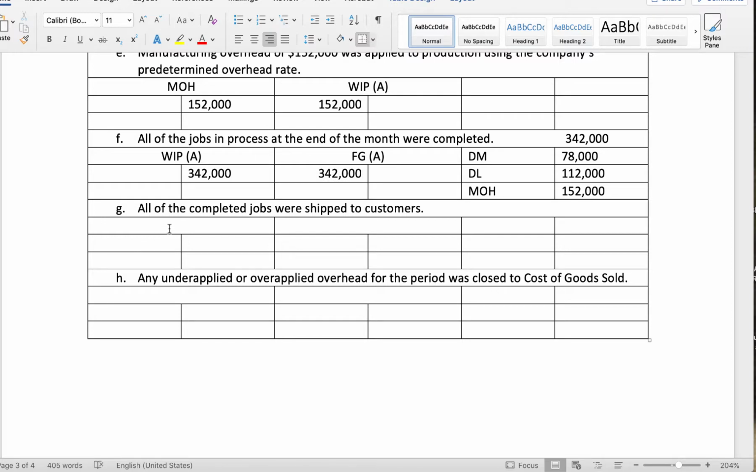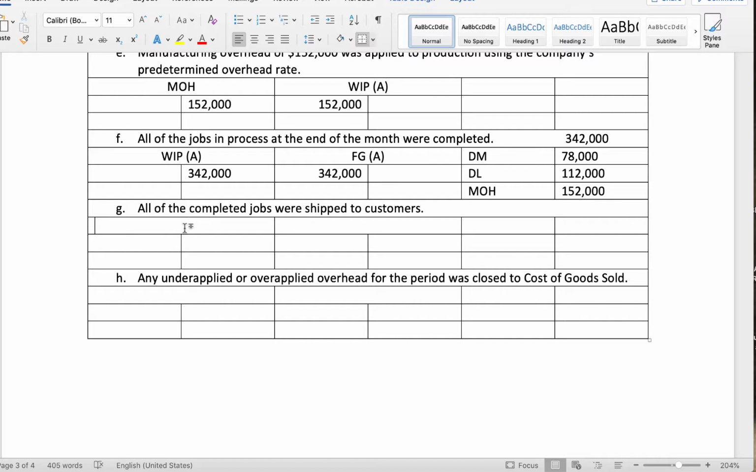All of the jobs were shipped to customers. So that means that once it's on that loading dock, that's the finished goods area. Think of that as the finished goods account. It's sent to customers, so those costs need to leave the balance sheet.